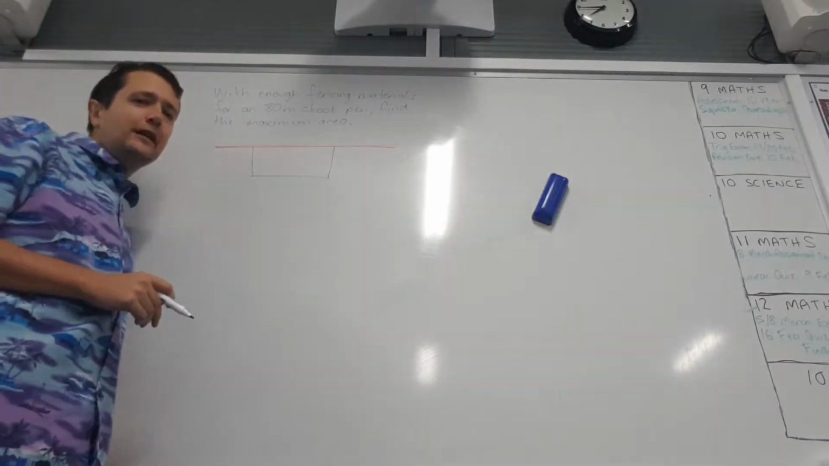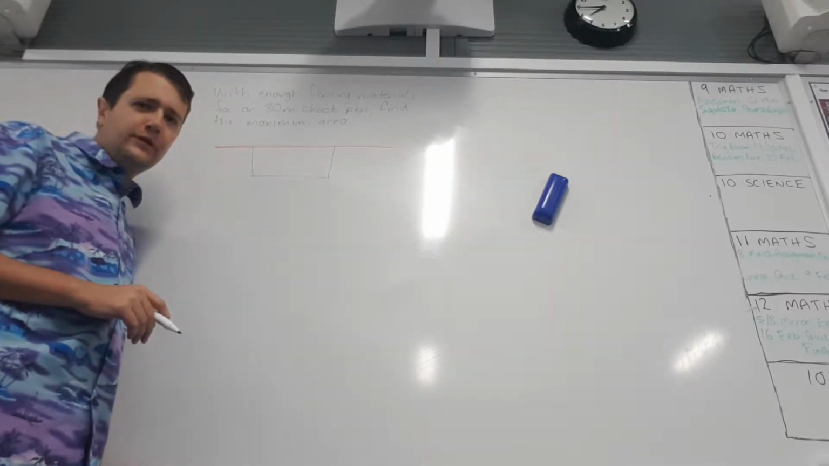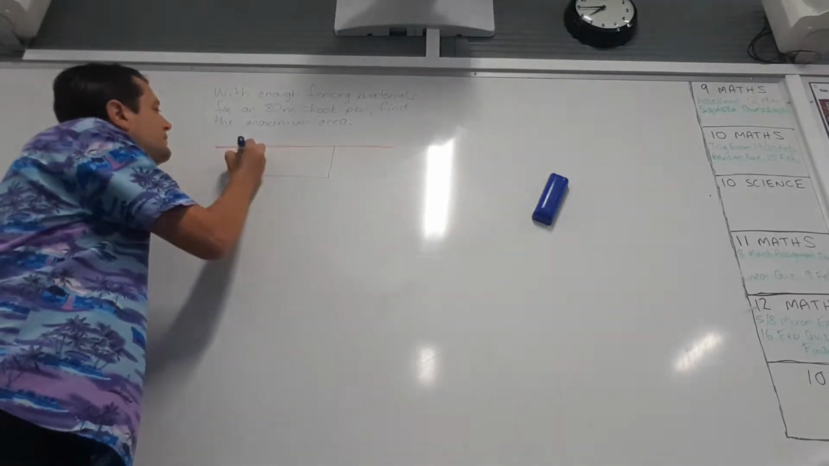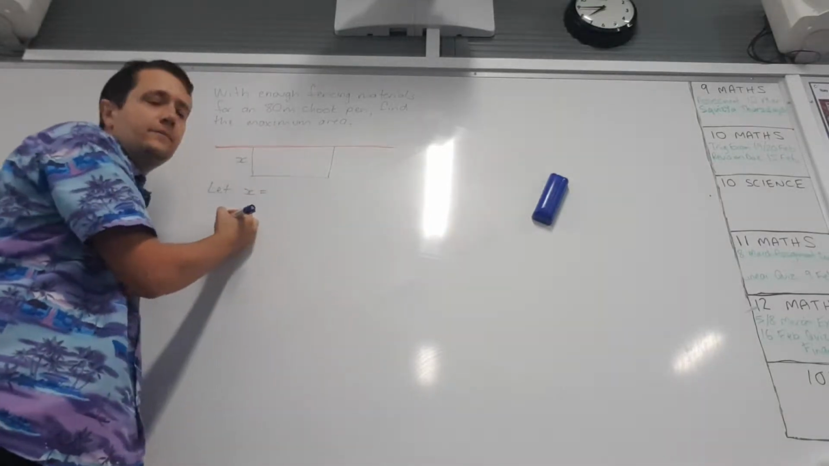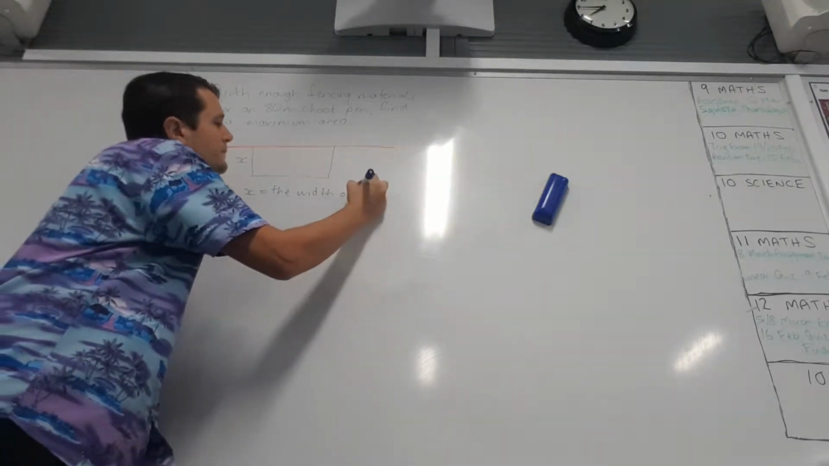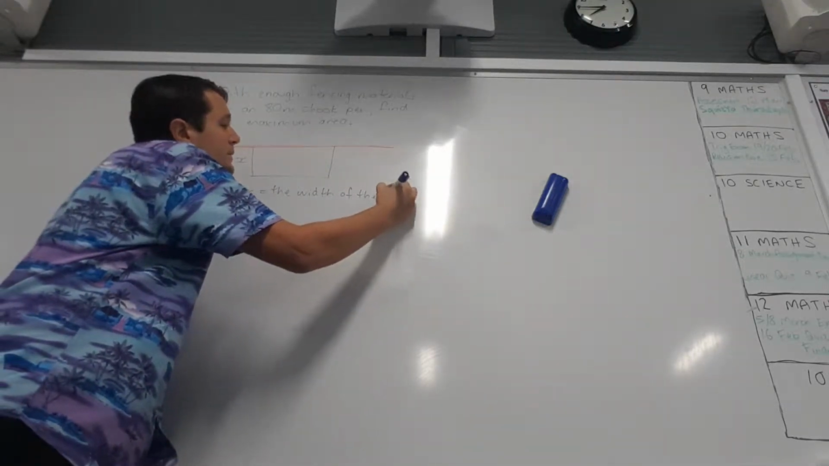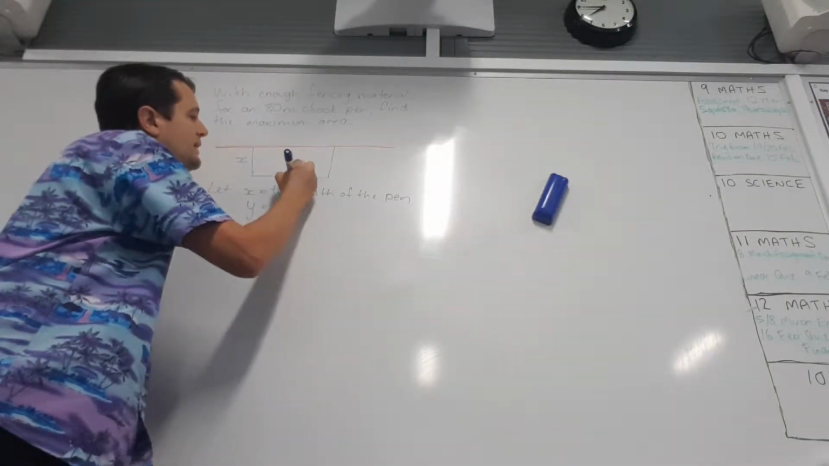Okay, so here we are. With these sort of problems, I highly recommend first defining your variables. So, what we could do is we could go, well, let x be the width of the chook pen, and we could let y be the length of the chook pen.